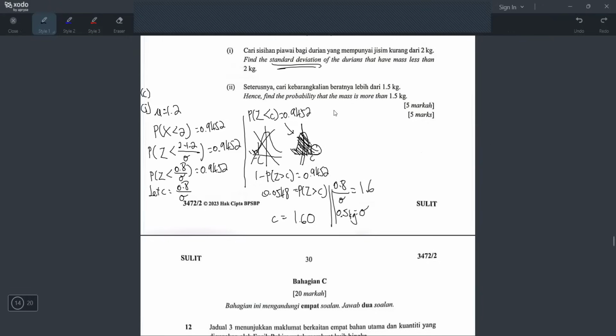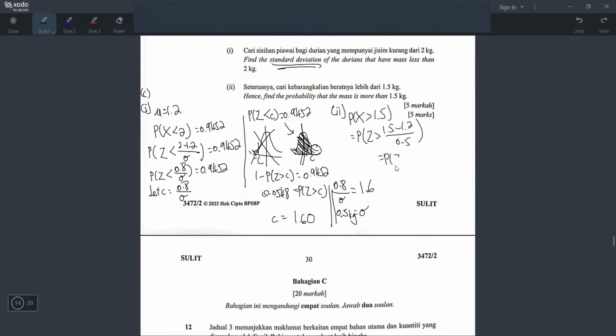Okay. All right. So let's continue with number 2. Hence, find the probability that the mass is more than 1.5. So P(X bigger than 1.5). But you have to look at the table later, so we have to change to Z. So you take 1.5 minus mean, which is 1.2, divide standard deviation 0.5.